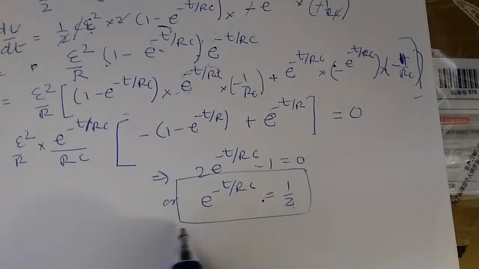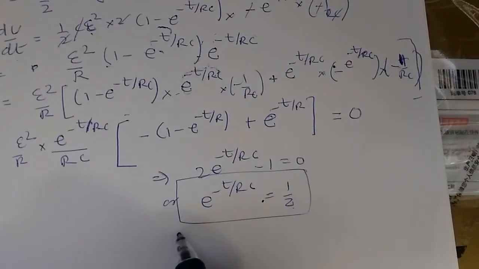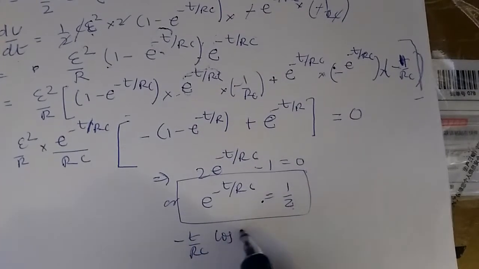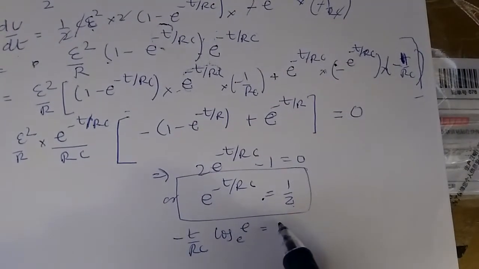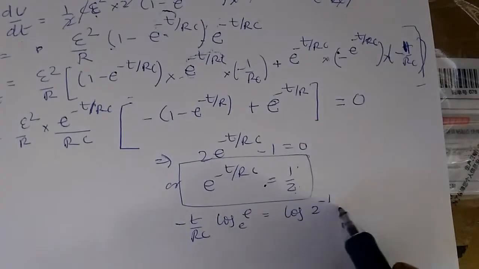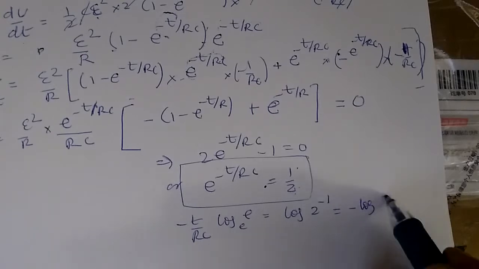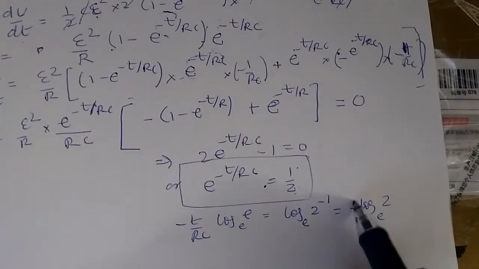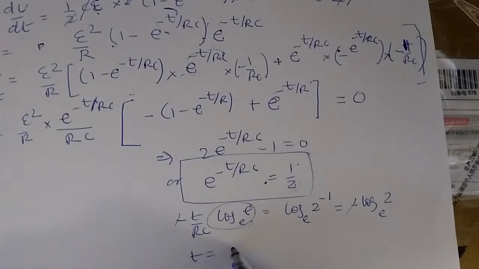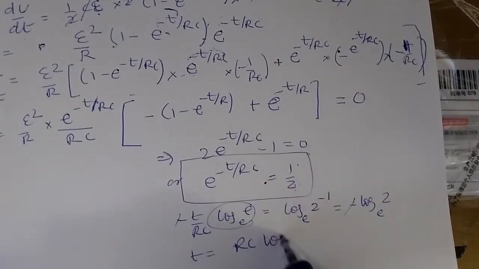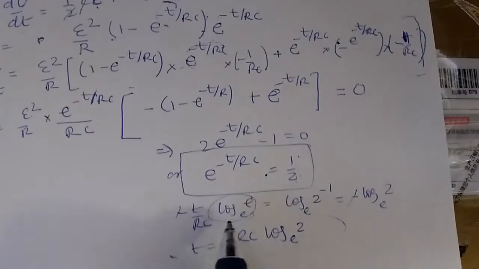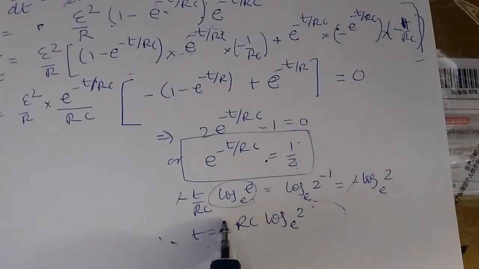To find the value of t, we can take the natural logarithm, which is minus t by RC log e to the base e is equal to log 2 to the power minus 1. 1 by 2 is 2 to the power minus 1, which can be written as minus log 2 to the base e. Minus minus cancels. Log e to the base e is 1, so t is equal to RC log 2 to the base e. So that is one part of the question, when does the rate become maximum.